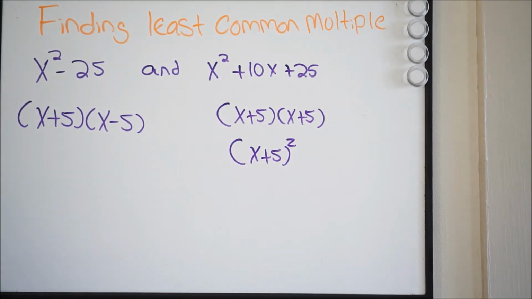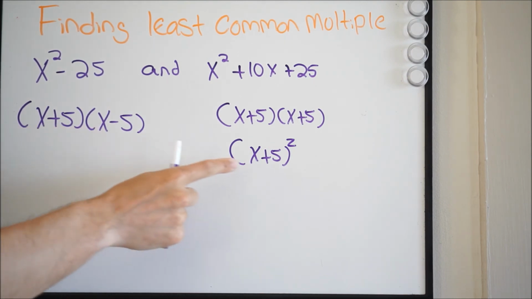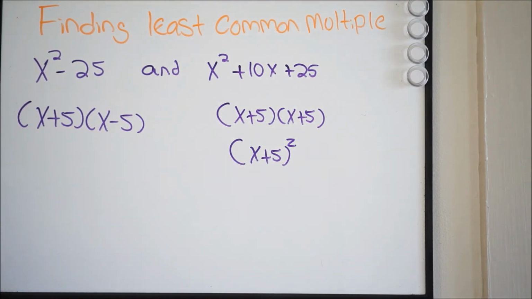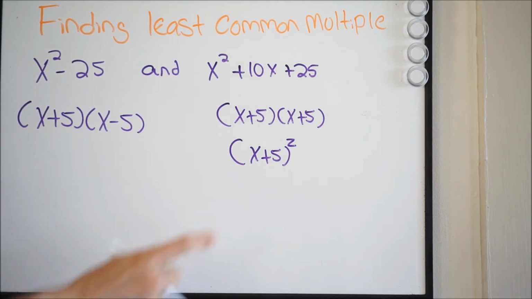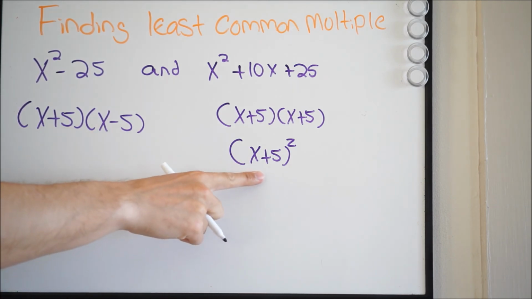So look what's occurring here. We have a factor of x plus 5, x minus 5, and x plus 5 squared. So remember, in the first problem, how we picked the variable with the highest exponent? Well, we're going to do the same thing with the factors. So if we have the same factor, in this case I have x plus 5 and x plus 5, I'm going to choose the one with the highest power. In this case, it's going to be this one.